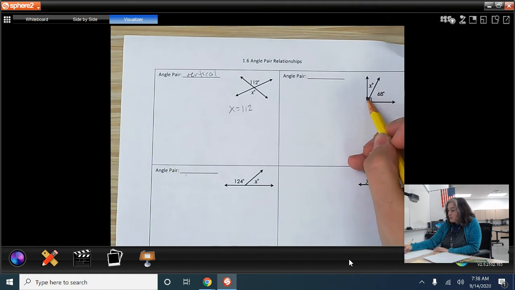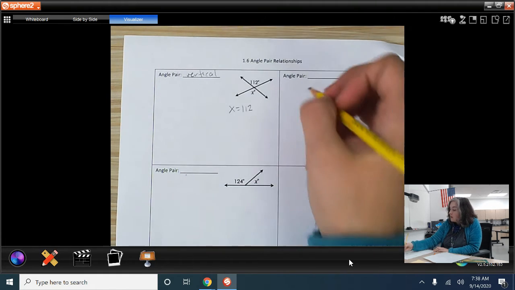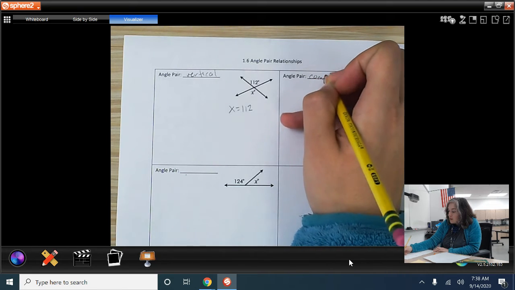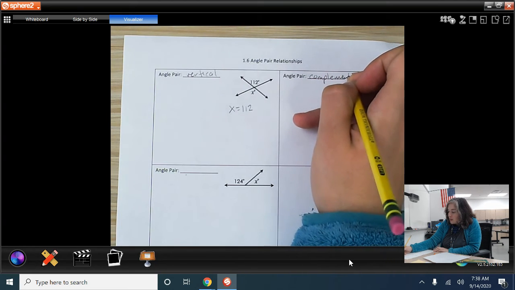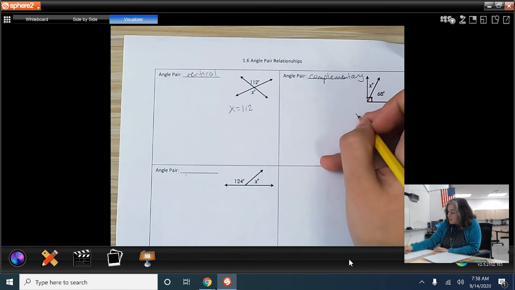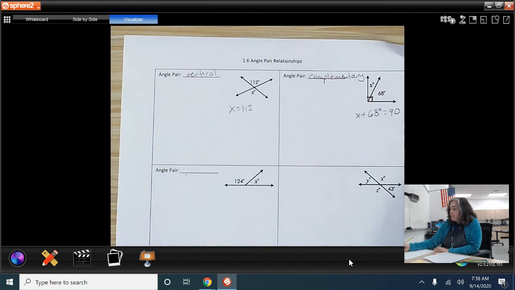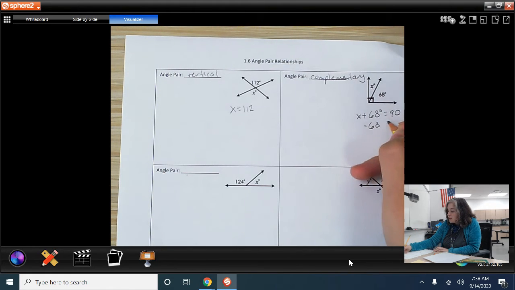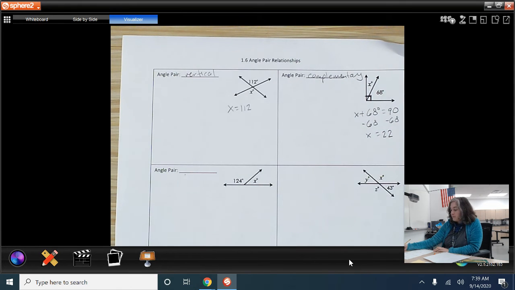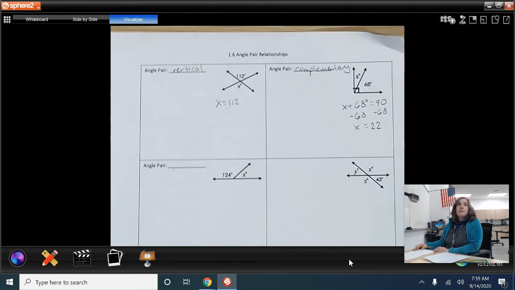Our next one right here, we've got x and 68. But there's a very special mark here in the corner. These angles have a relationship. They are complementary. They add to make 90 degrees. So that means x plus 68 degrees equals 90 because of this little mark here in the corner. So I can subtract 68 degrees on both sides, and we are left with x is equal to 22. Awesome. Hopefully we're feeling pretty good about those.